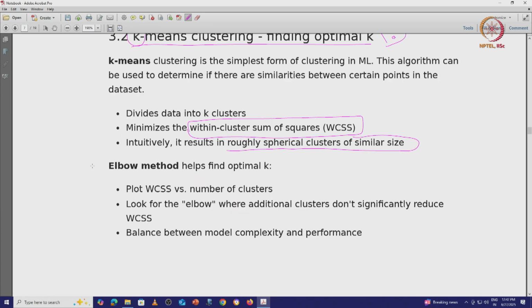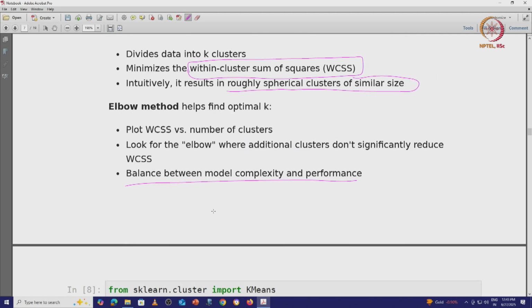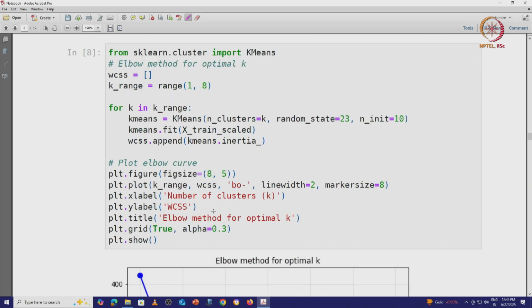As discussed in the class, the elbow method helps to find the optimal number of clusters. You plot the within cluster sum of squares, WCSS, versus the number of clusters and look for the elbow where additional clusters don't significantly reduce the within cluster sum of squares. That's obviously a balance between complexity and performance. If you have too many clusters, then you're not learning much. If you have too few clusters, also you're not learning much. For large data sets, it can become important because the algorithm could be slow.